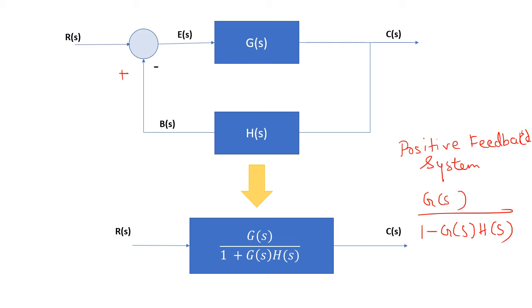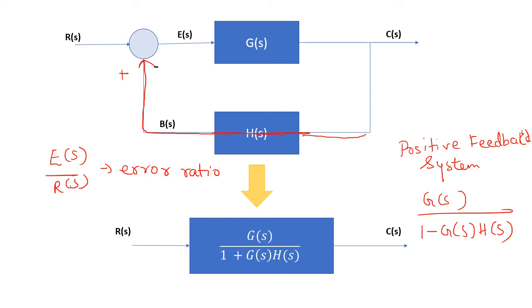So this ratio of E of S by R of S, we call it the error ratio. If H of S is equal to 1, or we don't have this block, and directly the output is taken and given back to the input, then we call it a unity feedback system. So if the output is taken directly and given back to the input without any gain, then we call it a unity feedback system.